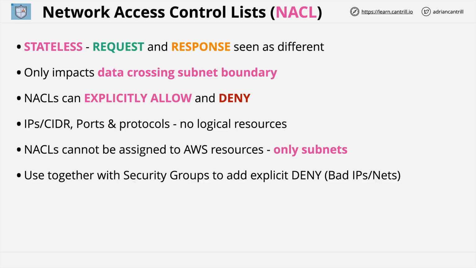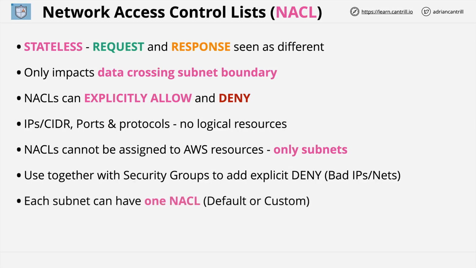Now each subnet within a VPC has one NACL associated with it. It's either going to be the default network ACL for that VPC or a custom one which you create and associate. A single NACL, though, can be associated with many different subnets. So while a subnet can only have one network ACL, a network ACL can be associated with many different subnets.